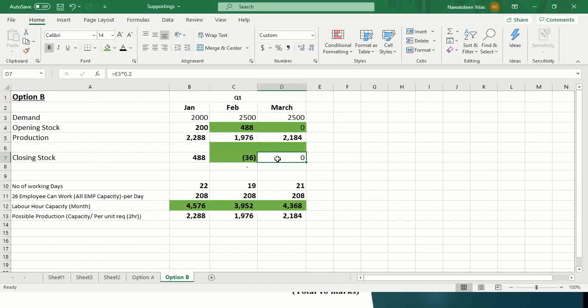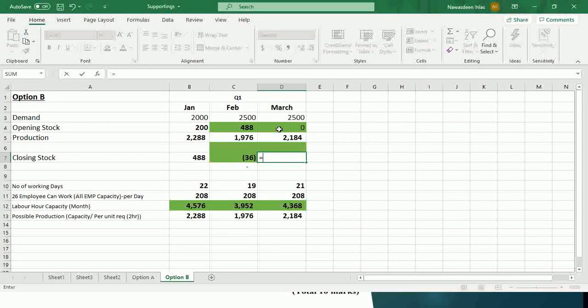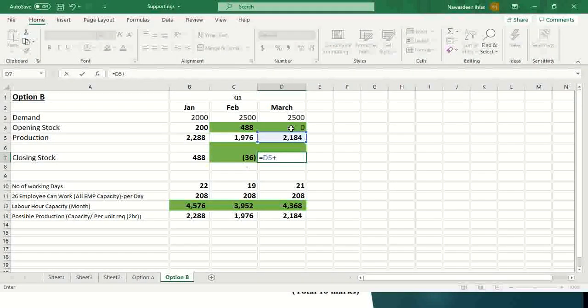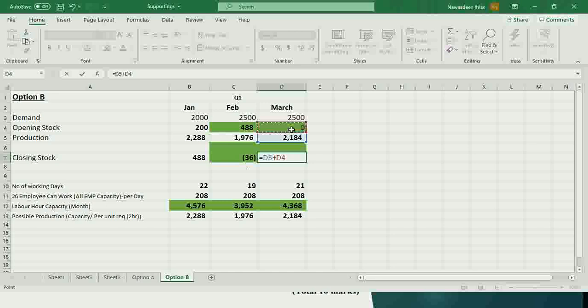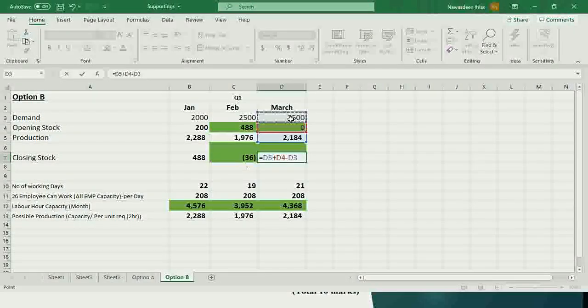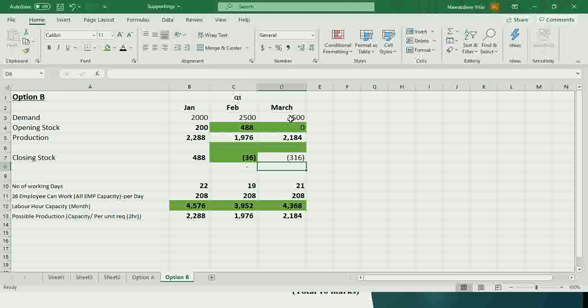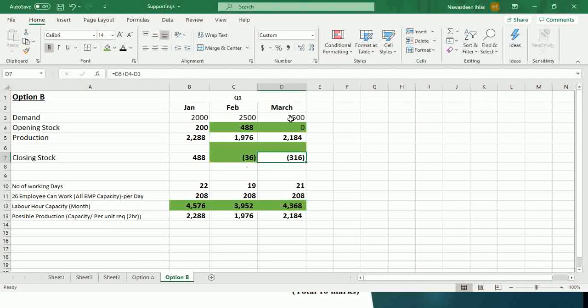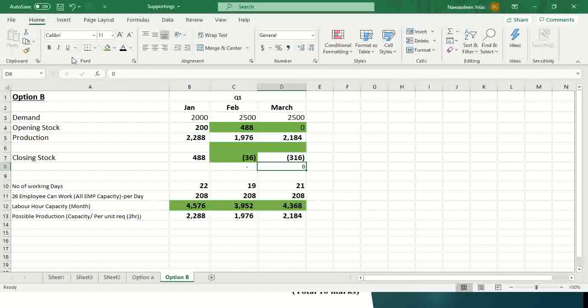Now we'll compute the same thing for March. This is the number of production. This is the opening stock. There is no opening stock. This month we want to sell this much. This is our demand. In March also you can see there is a minus closing stock as per this formula, but there won't be any minus closing stock figures. It is not possible. It is also 0. Closing stock is 0.